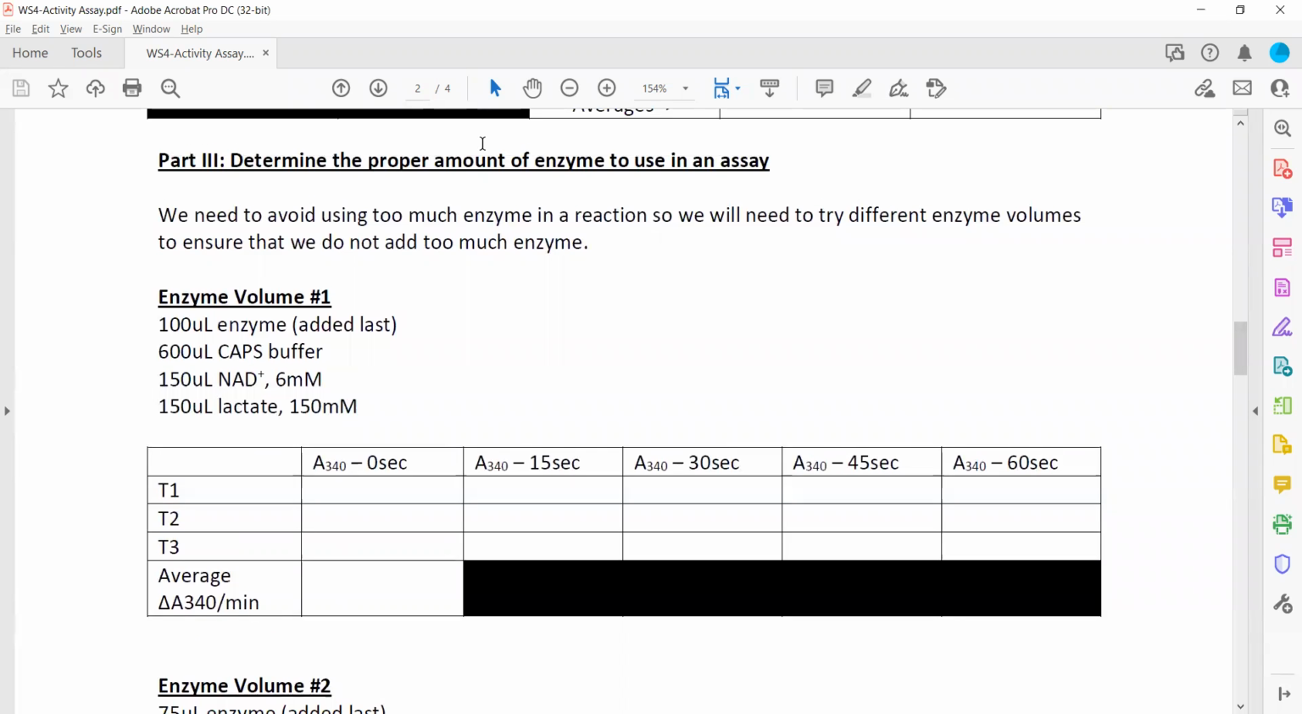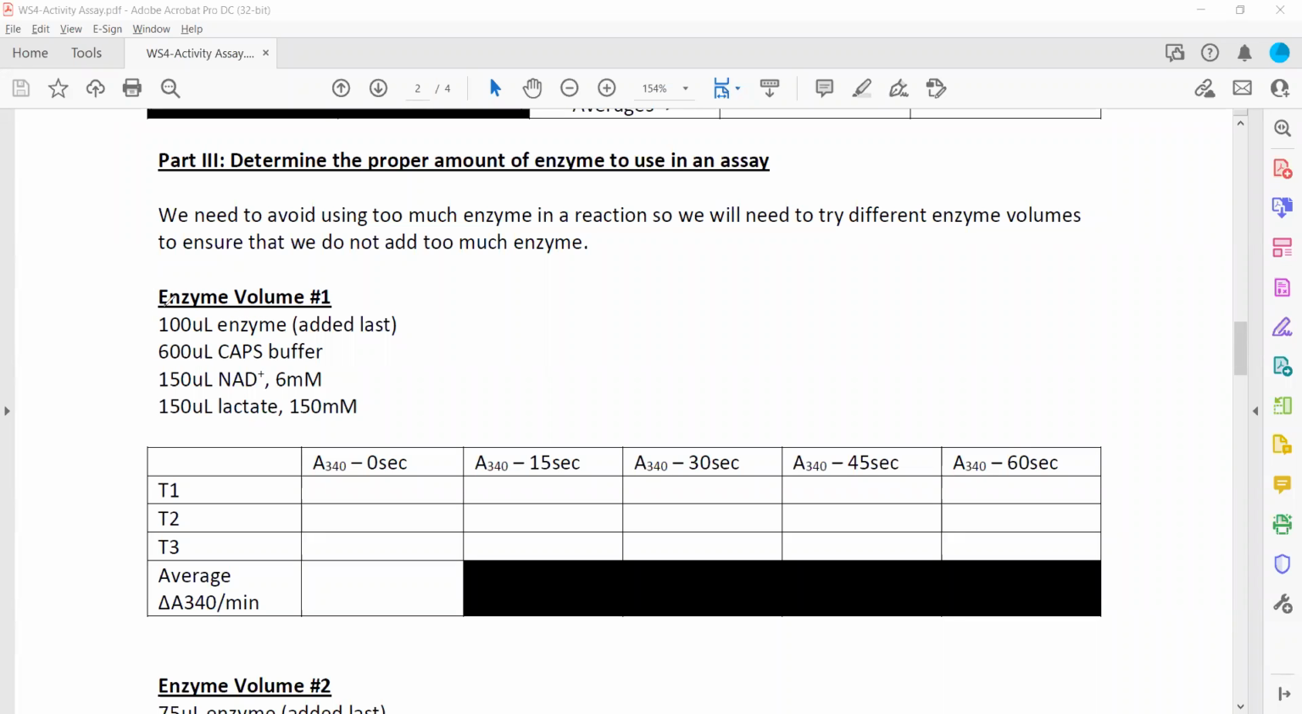Okay, now part three of our procedure requires us to determine the proper amount of enzyme to use in each one of our assays. What we are going to do is try a total of 3 different volumes, and we're going to do each one of those different volumes 3 times.